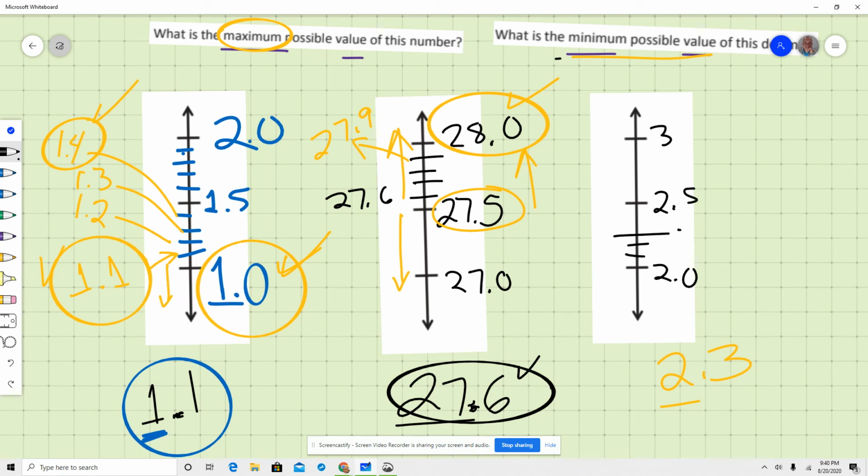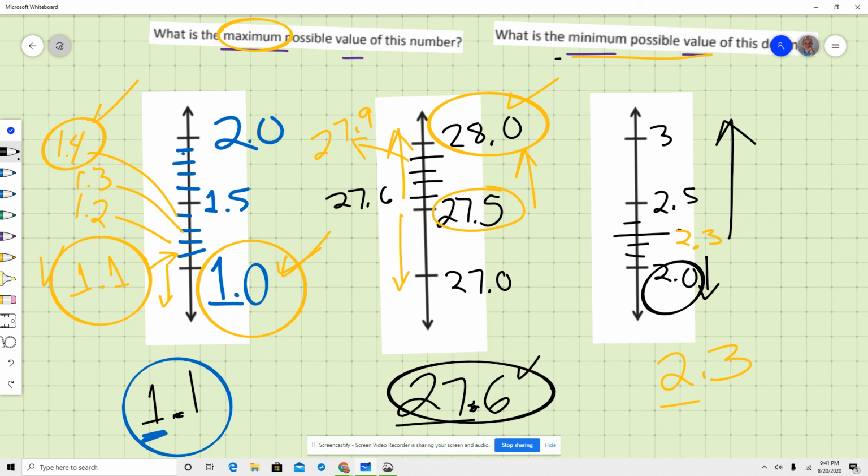So 2.3 is going to be, let me use a different marker, 2.3. Okay, that's going to be 2.3. And if we continue, it's going to be 2.4 and then 2.5. Okay, so now you can see that this number is going to be rounded to 2.0. Why? Because it is closer to 2.0 than to 3.0.